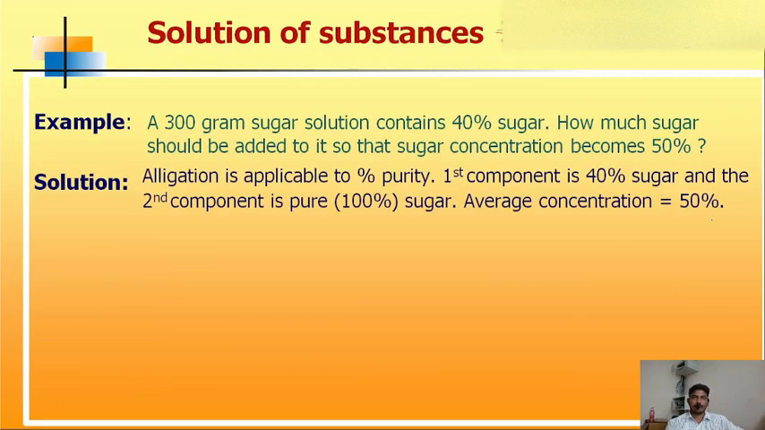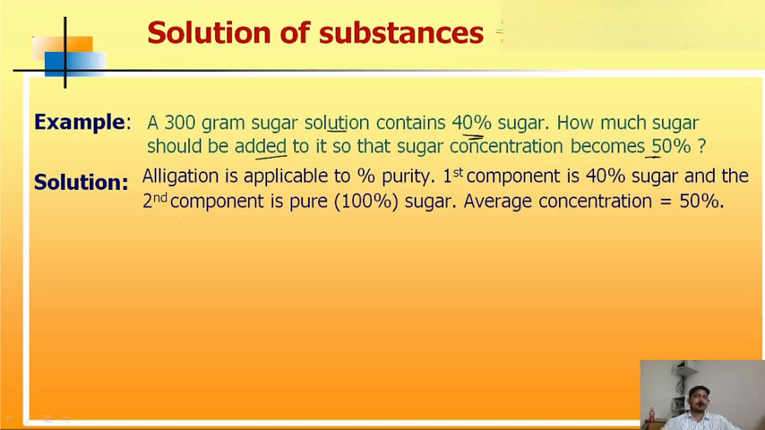That is the solution of substances here. Suppose here is 300 grams of sugar solution that contains 40% sugar, and how much sugar should be added to it so that the sugar concentration becomes 50%. So there is 300 grams of sugar solution that contains 40% sugar, and the remaining will be water. And how much sugar must be added so that the sugar concentration becomes 50%.